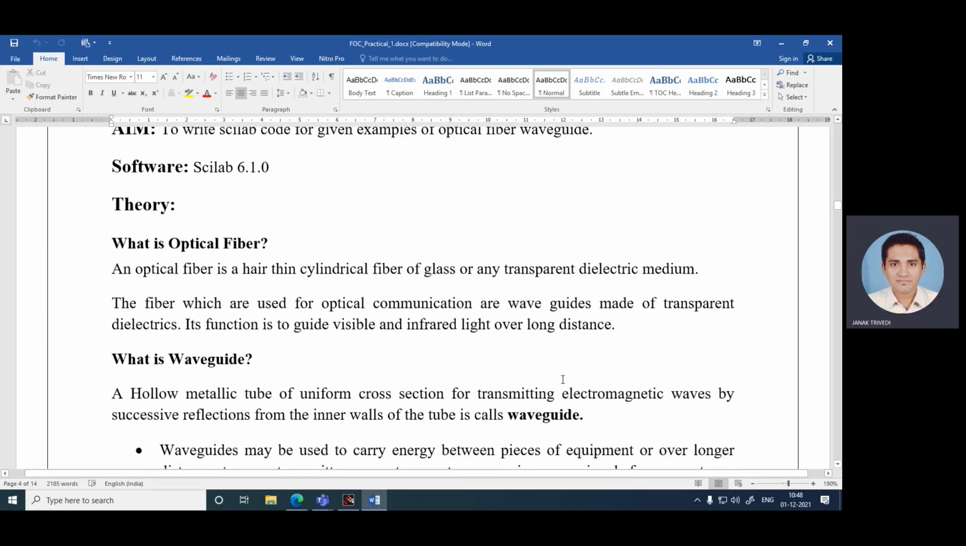So first, what is optical fiber? An optical fiber is a hair-thin cylindrical fiber of glass or any transparent dielectric medium.